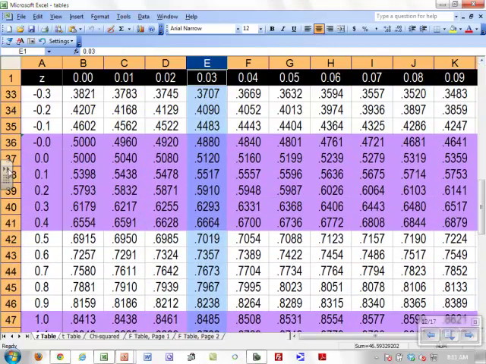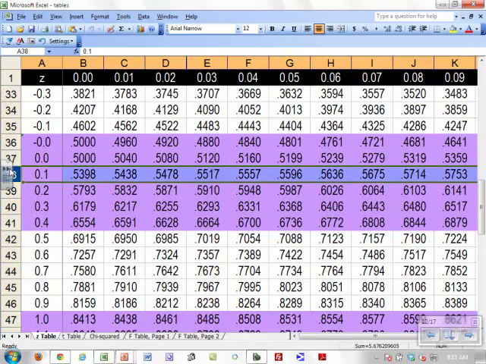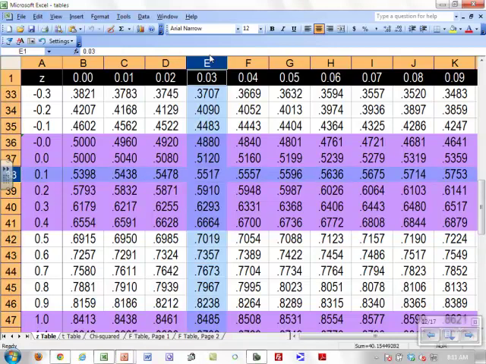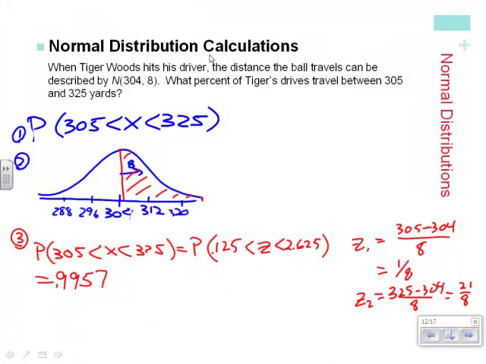Thank you. Okay, so here's my 0.1 row, and here's the 0.03 column. Our cross-reference number there ends up being 0.5517. So let's carry that number forward. 0.5517.